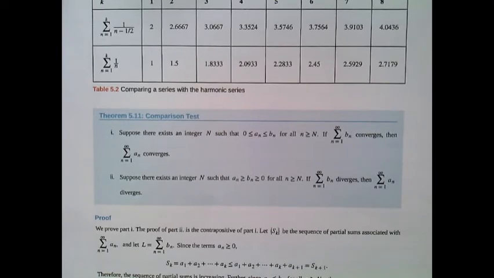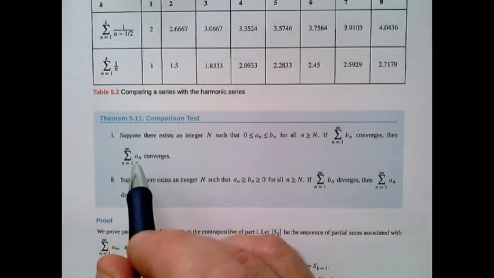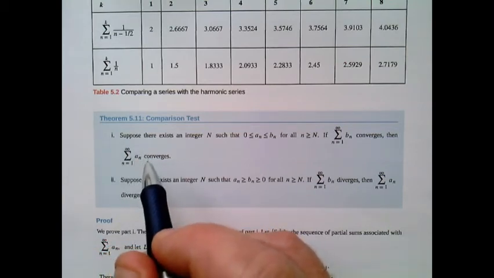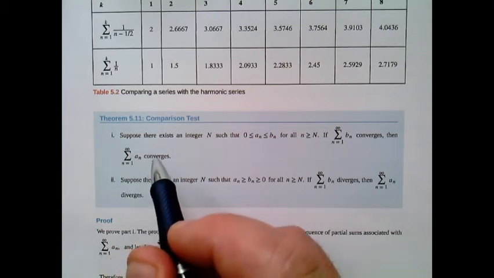Here's what the comparison test says. Now the idea is a sub n is the series that you're trying to figure something about. The series whose nth term is being represented as a sub n, that's a series that you're trying to decide: does it converge or diverge?